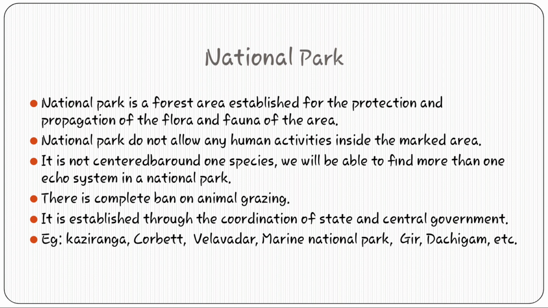It is established through the coordination of state and central government. Both state government and central government are taking care of this. For example, Kaziranga National Park for the protection of one-horned rhino in Assam. Then Corbett National Park. Then Velavadar National Park, Marai National Park, Gir National Park in Gujarat. तीनों गुजरात का है. Then Dachigam National Park. These are the different national parks which our country is having.